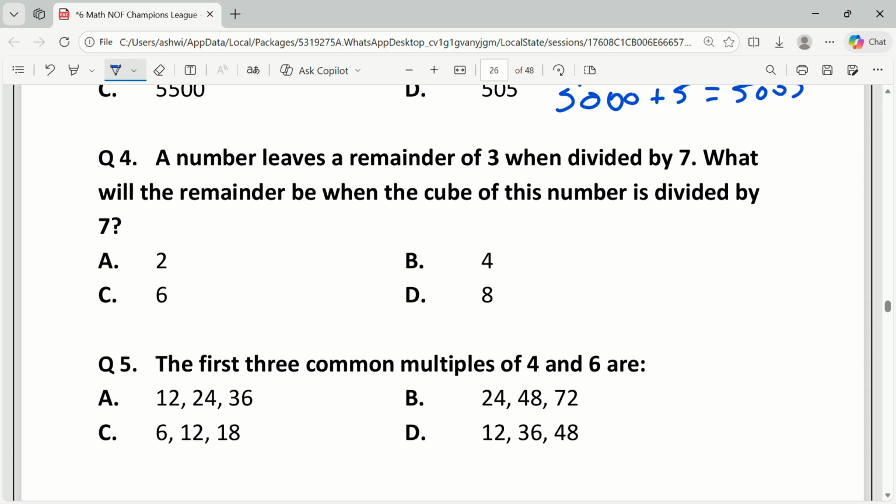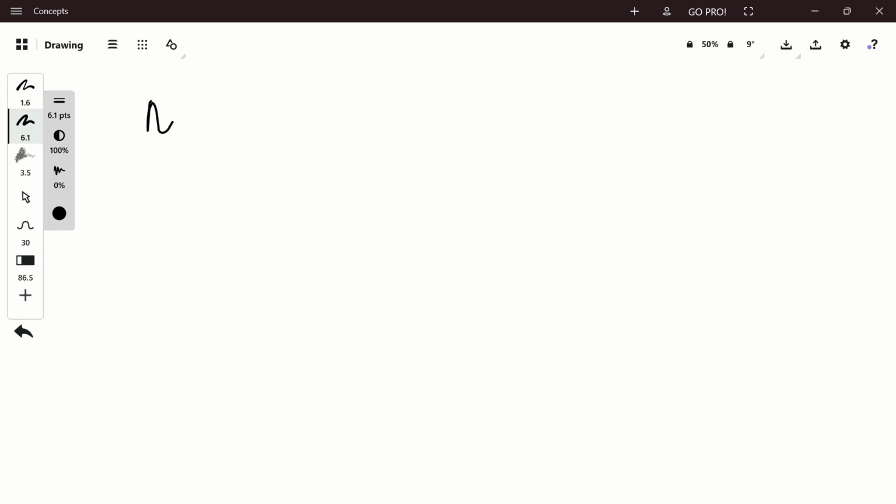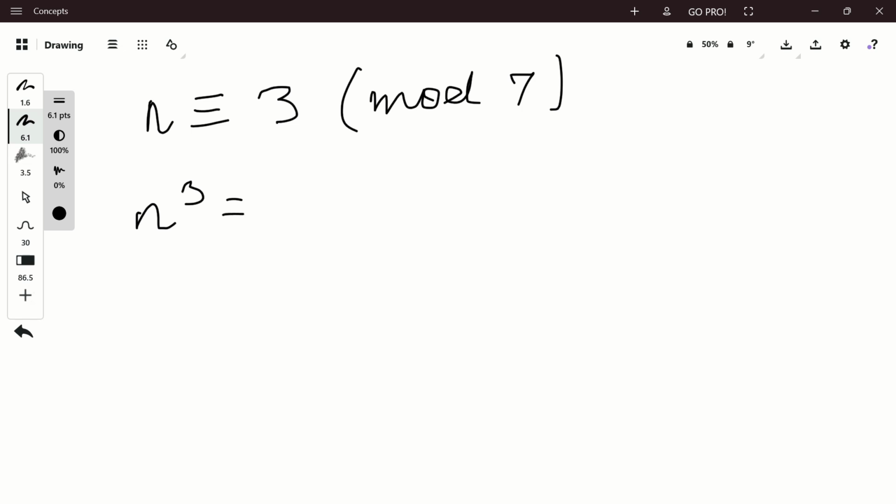Question 4. A number leaves a remainder of 3 when divided by 7. What will the remainder be when the cube of this number is divided by 7? Let the number be n. The problem states that n is congruent to 3 mod 7. Cube both sides of the congruence. We get n cube is congruent to 3 cube mod 7.